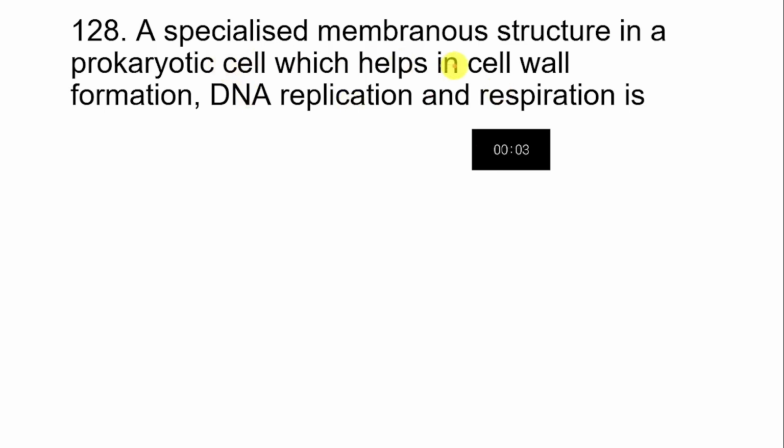A specialized membranous structure in prokaryotic cell which helps in cell wall formation, DNA replication and respiration is called mesosome. This is a straightforward question and it used to be asked a lot in 2014, 2015. So mesosome, see, first option is the right answer.